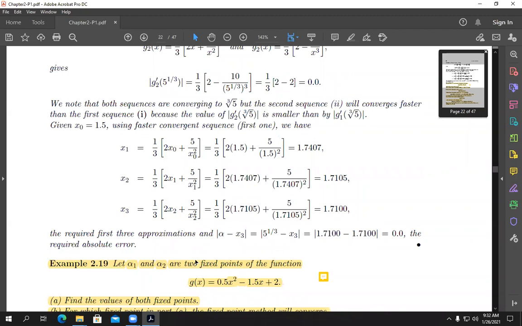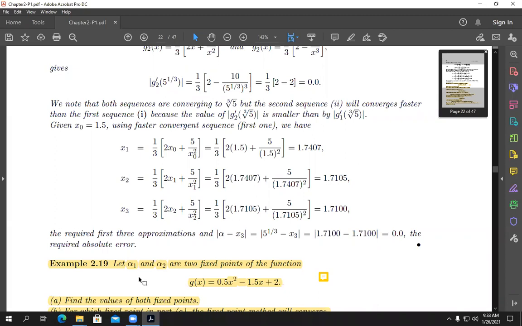This is a very good example, please. I say alpha 1 and alpha 2 are two fixed points of the function, this one. My question is what? Alpha 1 and alpha 2, these are the fixed points. What does fixed point mean? g of alpha 1 should be equal to what? g of alpha 1 equals alpha 1. Yes.